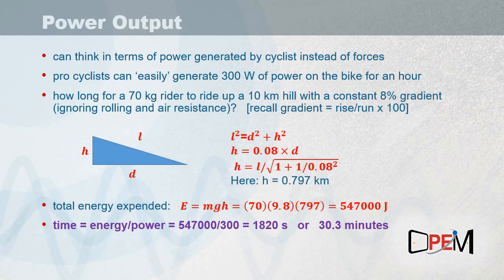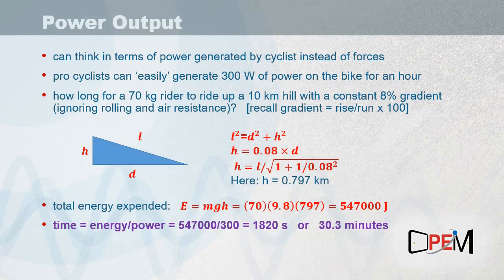Now, as I said on the previous slide, one of the things that can resist your forward bicycle motion is just the effect of gravity as you ride up a hill. And so let's have a look at riding up a hill in the case of a pro cyclist, or maybe you're a cyclist that can generate 300 watts of power, which many recreational cyclists can do. And we'll think here in terms of the power generated by the cyclist instead of the force of the feet on the pedals and the wheel on the road.